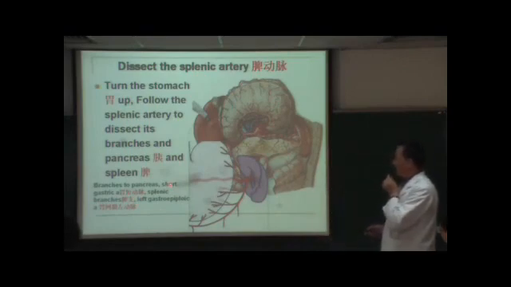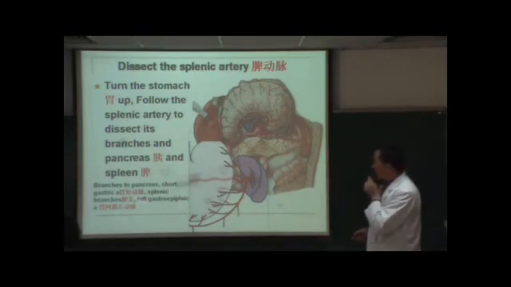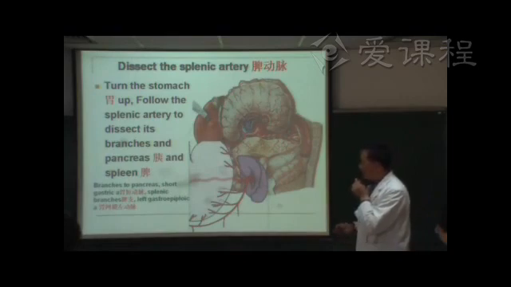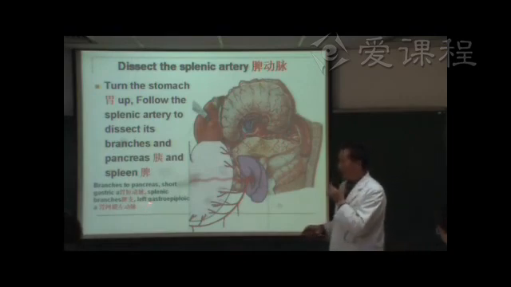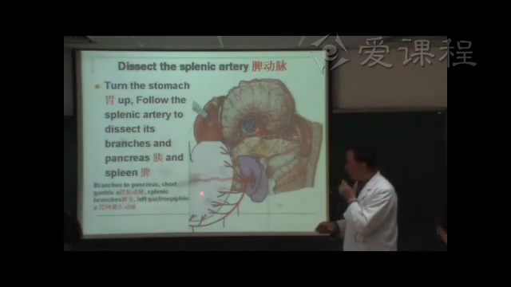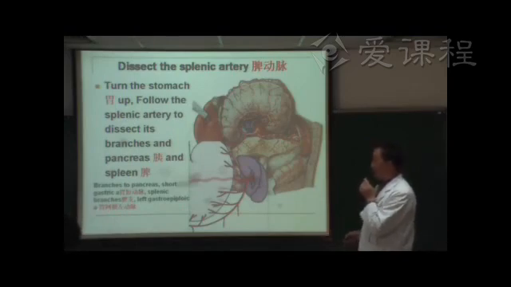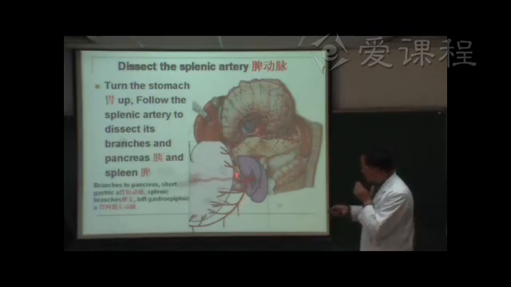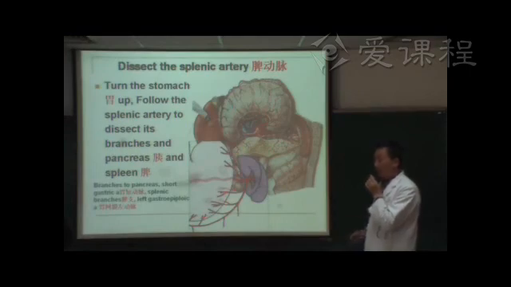And also the splenic artery gives off another branch. It is called the left gastroepiploic artery. This one. This artery goes along the greater curvature of the stomach.